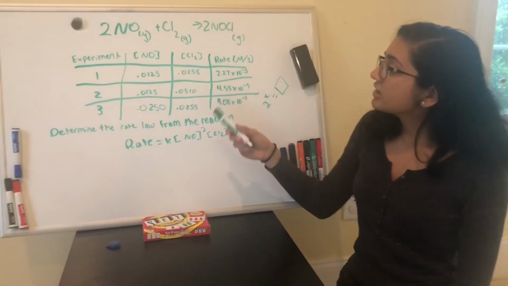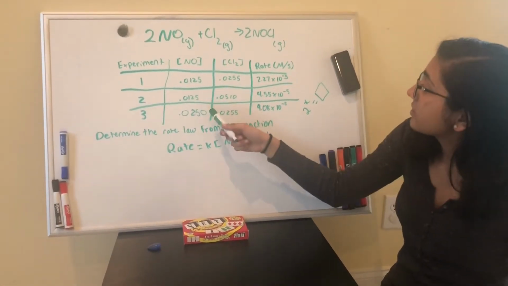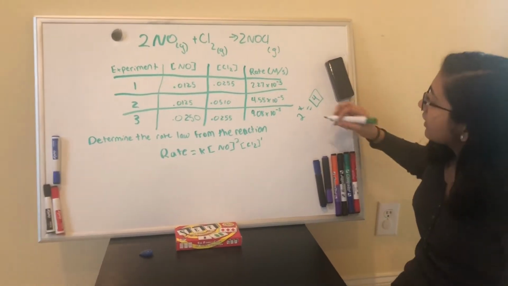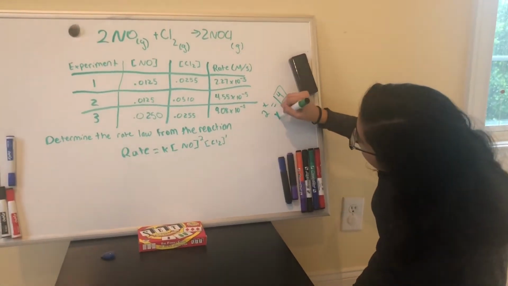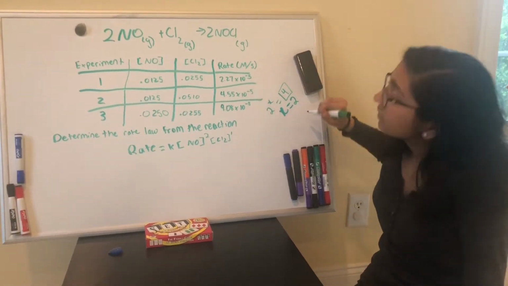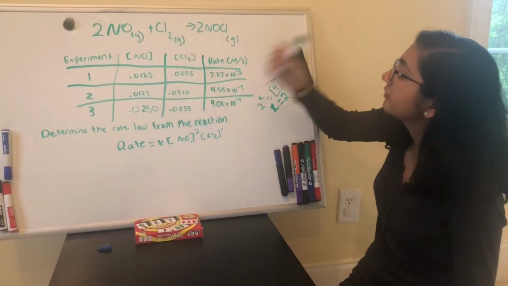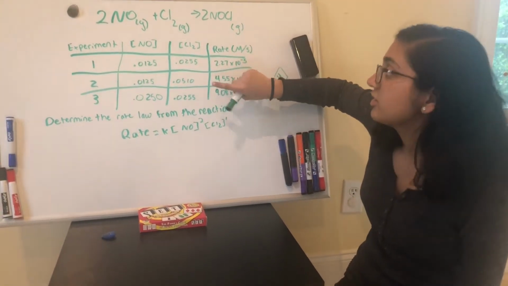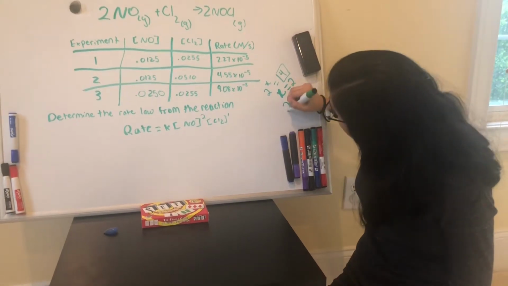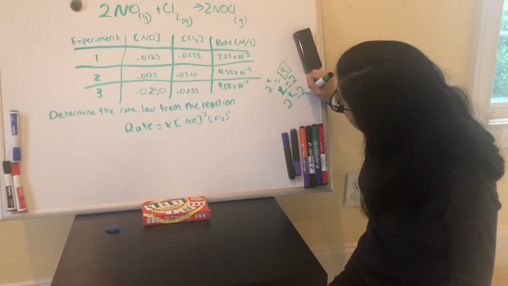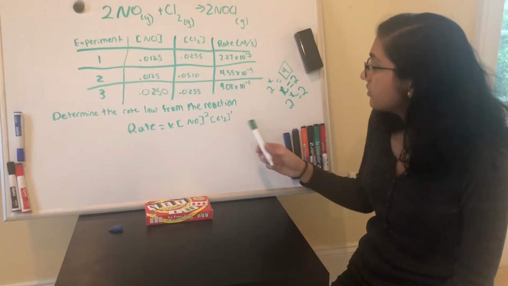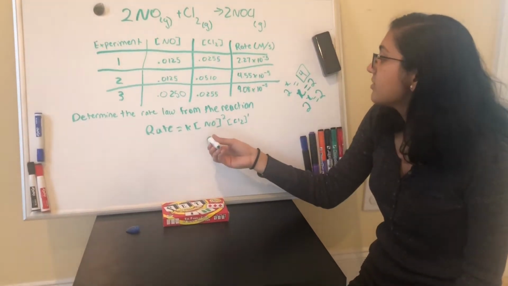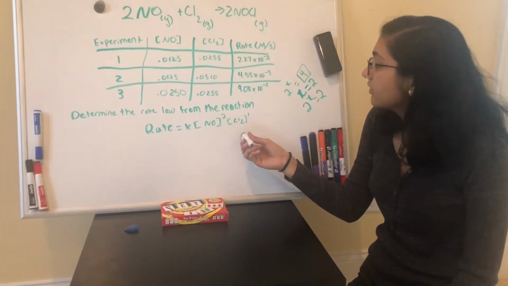In experiments 1 to 3, the concentration of NO doubles and the rate quadruples. So we could say that the reaction is second order with respect to NO. But for Cl2, from experiments 1 to 2, the concentration doubles and so does the rate, which means that the reaction is first order with respect to Cl2. So our final rate law is rate equals k times [NO] squared times [Cl2] to the first power.